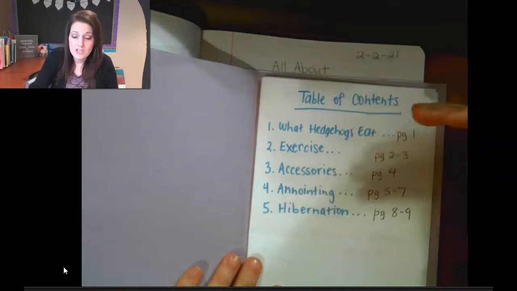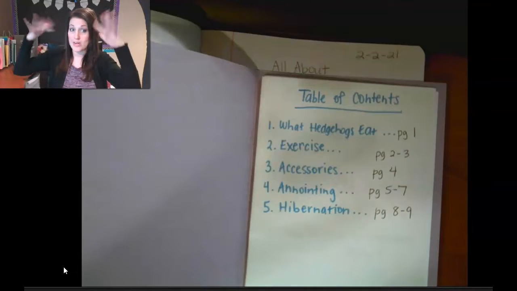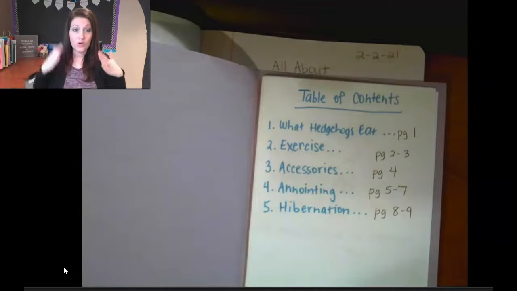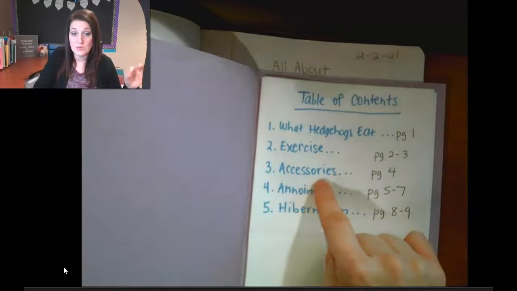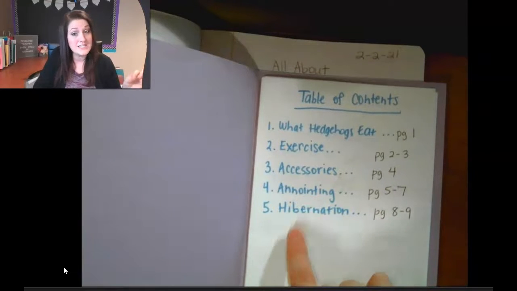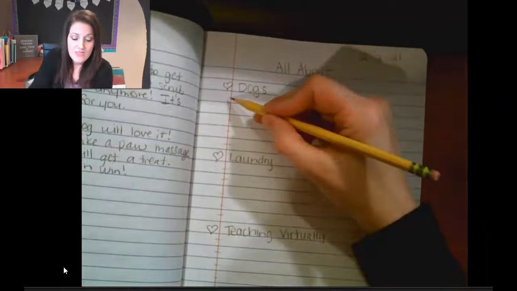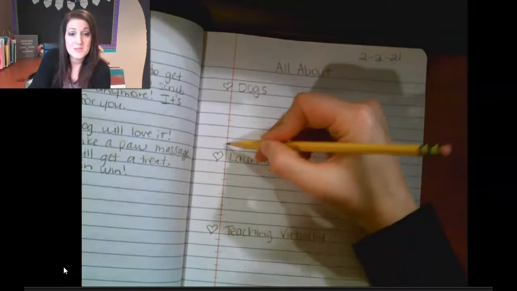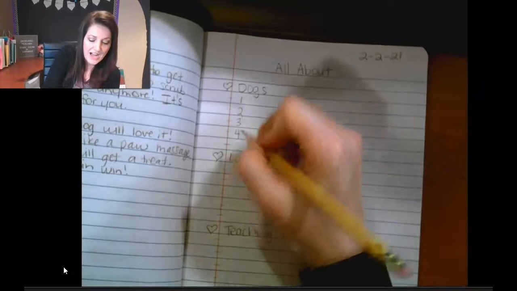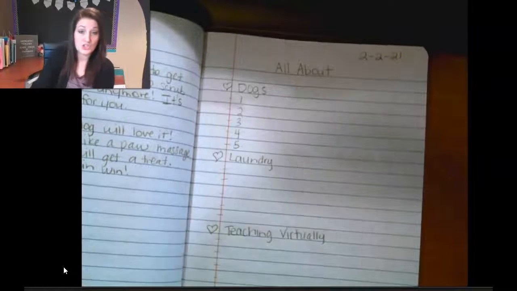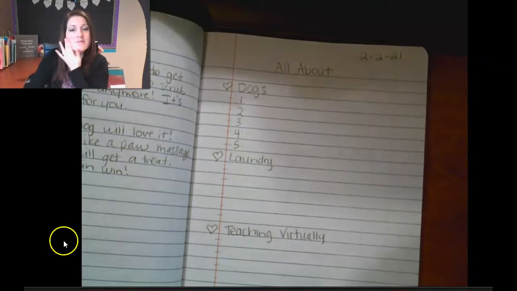If I want to write about hedgehogs, what exactly do I want to teach people about hedgehogs? I'm not just going to put random information. I have to have it organized somehow. So: what they eat, how they exercise, the accessories you would need if you were going to have one, what anointing is, and hibernation. Now I'm going to sit here and come up with 5 different chapters that I could write if I was going to write about dogs, if I choose that as my topic. That's why we did 5 spaces.